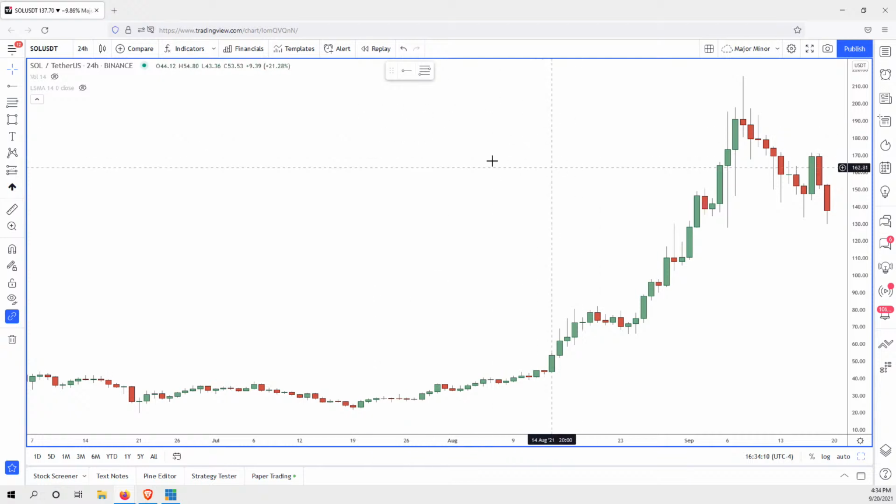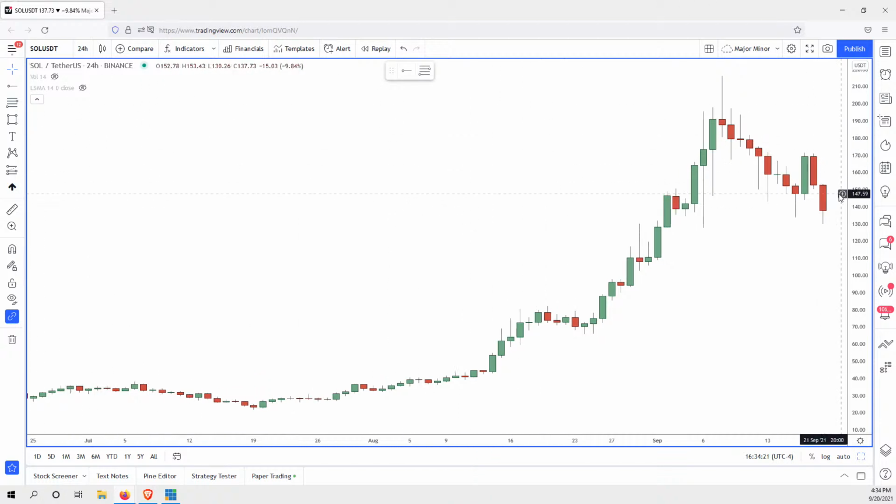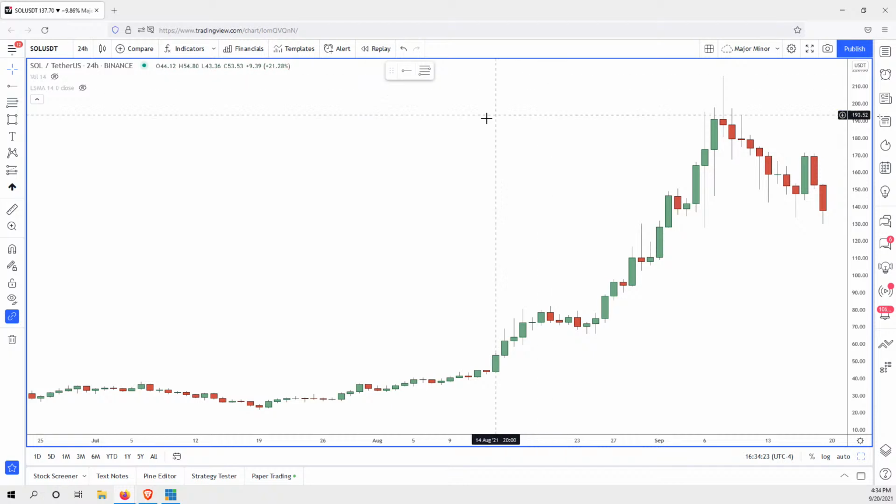Now, here's the thing. Solana was on its own for a little while, hype, whatever you want to call it. Now, with Bitcoin pulling back the way it is, Solana is following again. What a big surprise. More importantly, though, we have a lower high established here. Not good. Don't want to see that when you're long, okay? So I hope you're not long.